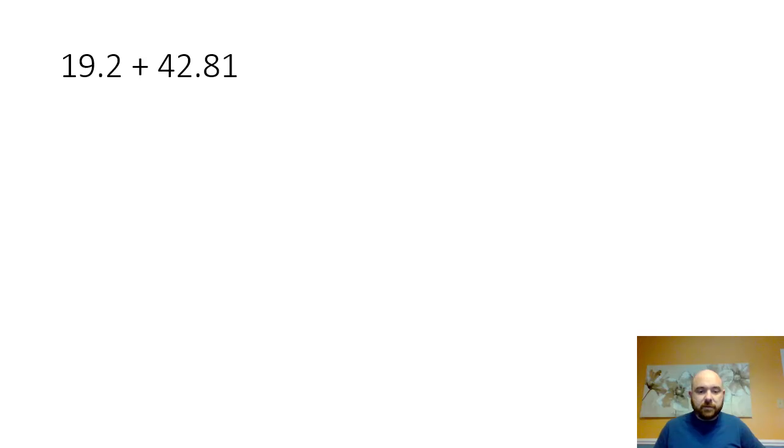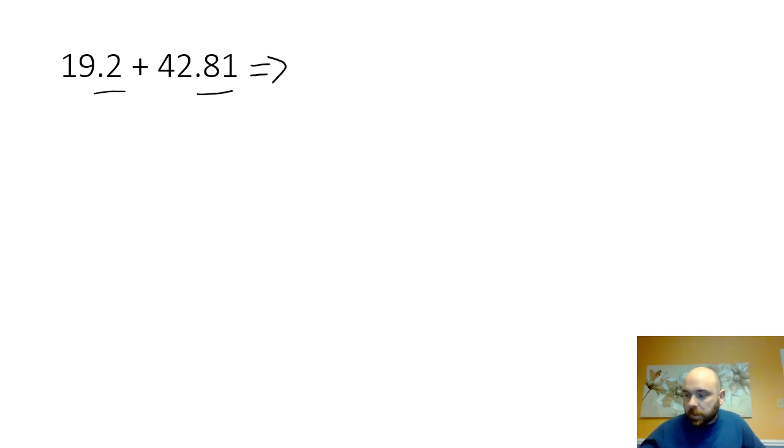Here on this slide, we have our first addition example. The problem asks us to calculate 19.2 plus 42.81. We may remember from our significant figure rules that we're really paying attention to the number of decimal places when we are calculating additions and subtractions. And so we'll make note of the fact that 19.2 has one decimal place, and 42.81 has two decimal places.